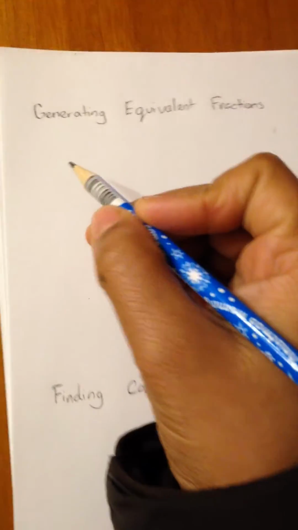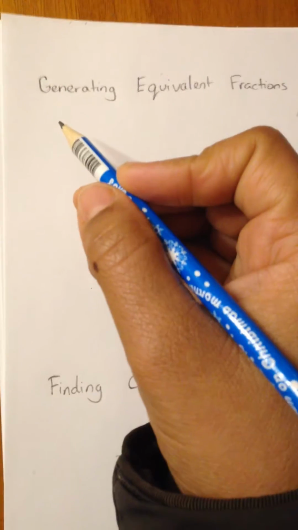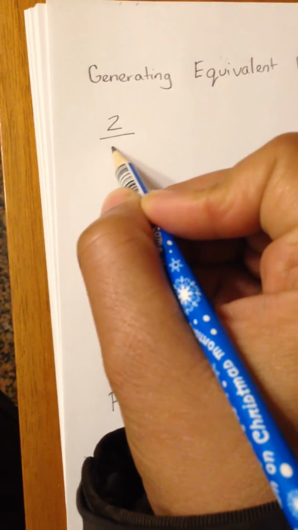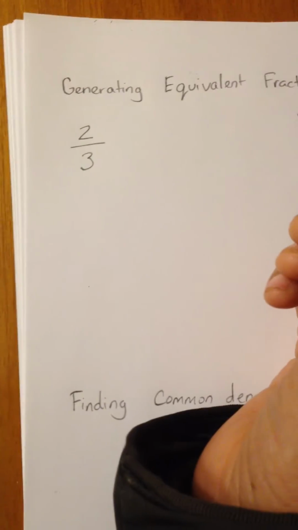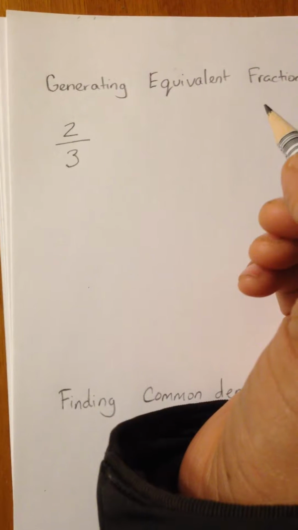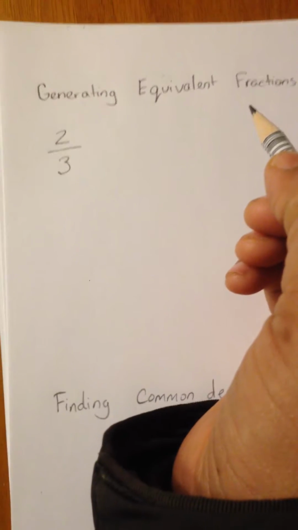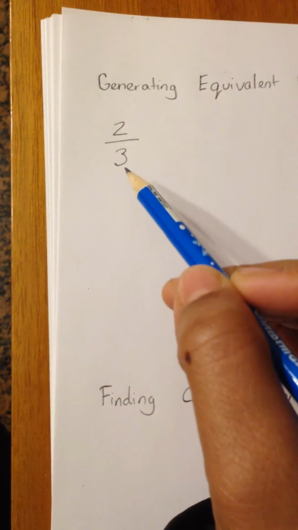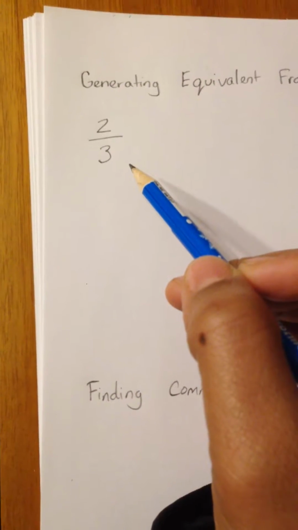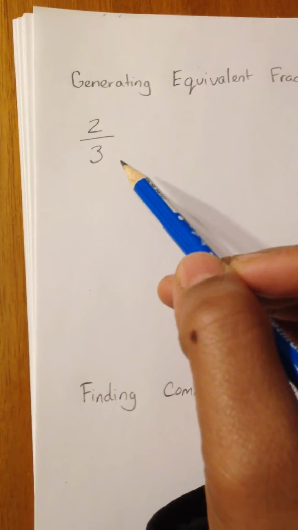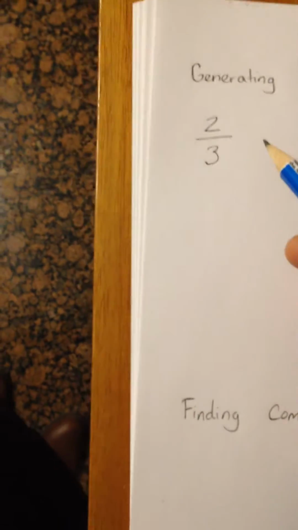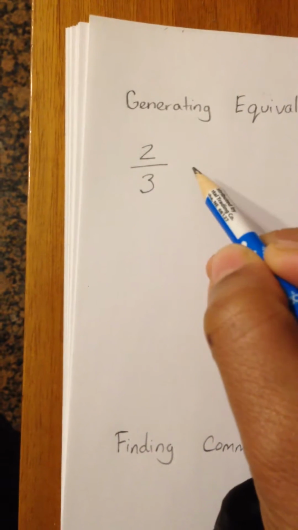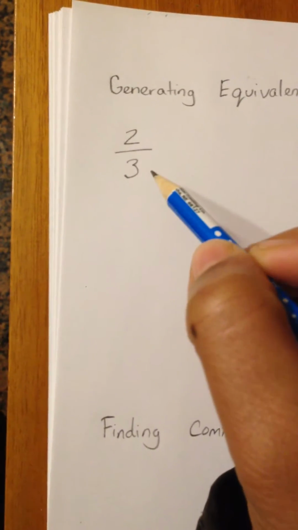I'll write right here. If I were to give you the fraction, let's say 2/3, and I told you that you needed to generate an equivalent fraction, that essentially means give me a fraction which will give me the same amount of the whole as 2/3 would, but it's a different fraction. So that might be something like, let's say, well, let me backtrack for a second.